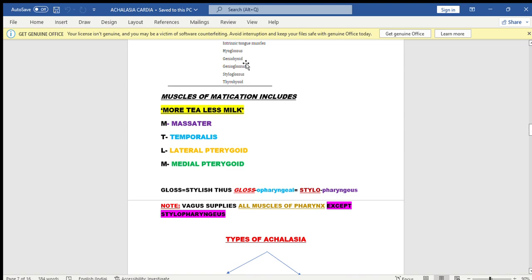Now to remember the muscles of mastication, we have a mnemonic which is called more tea less milk. More tea less milk stands for muscles of mastication, because if you really want to enjoy tea, you need to ensure that you don't put a lot of milk into it. So more tea less milk is our mnemonic. M stands for masseter, T for temporalis, L for lateral pterygoid, and M for medial pterygoid. So those are the muscles of mastication.